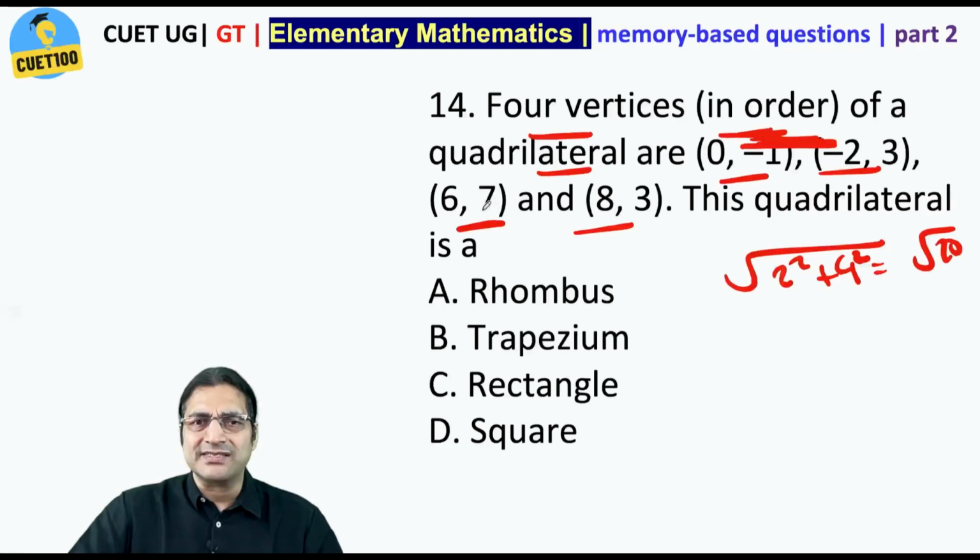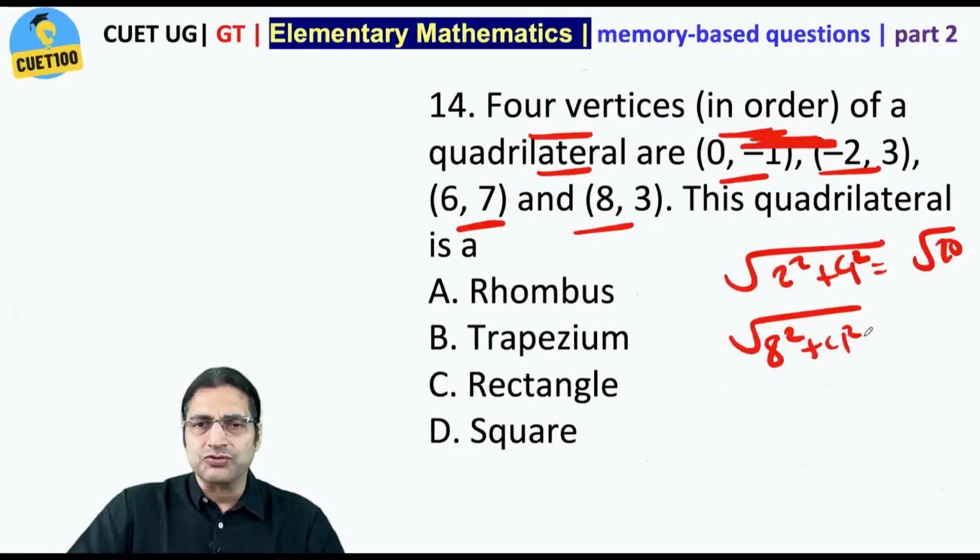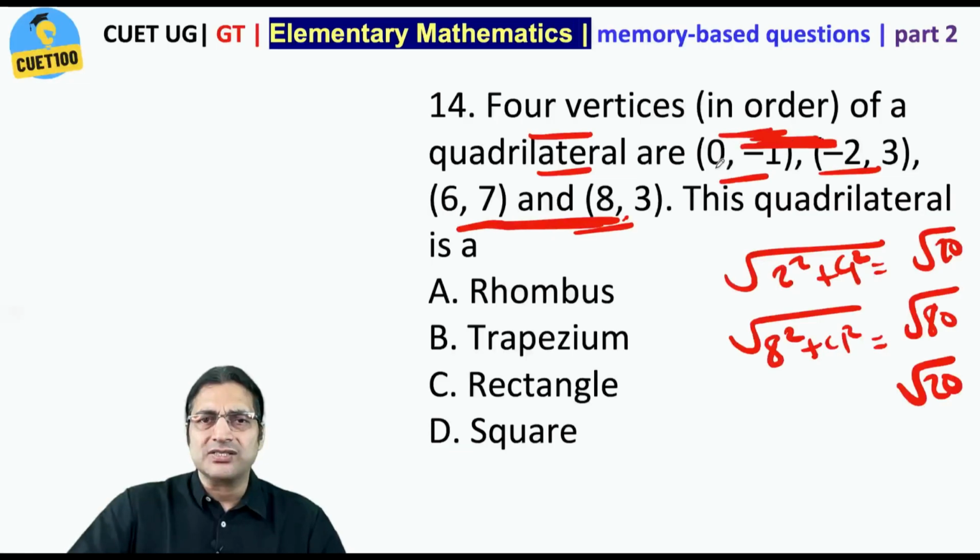Now, minus 2, 3 and 6, 7. 7 minus 3 is 4. 6 minus minus 2 is 8. 8 square plus 4 square, square root of 80. Look at these two, 6, 7 and 8, 3. 3 minus 7 is minus 4, which does not matter. Minus 4 square is 16. 8 minus 6 is 2, square 4. So, this also is square root of 20, the third side. Now, 8, 3 and 0 minus 1. 8 minus 0 is 8 and 3 minus minus 1 is 4. So, the fourth one is root 80. So, the opposite sides are equal for sure.